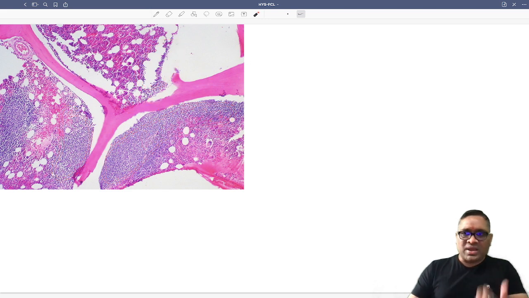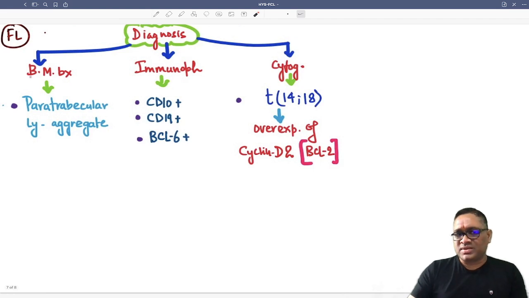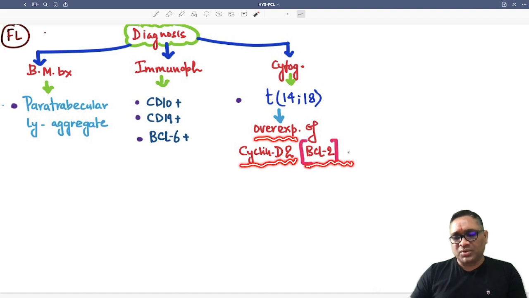So how can we give a diagnosis of follicular lymphoma? By three things: bone marrow biopsy, as I have just now shown you, paratrabecular lymphoid aggregate; immunophenotyping, because they are a B cell type of tumor, so CD10 and CD19 will be positive. They are arising from the germinal center, that is why they will be BCL6 positive. And on cytogenetic examination, translocation 14;18 will be seen, that will be leading to the overexpression of BCL2. Enjoy learning.